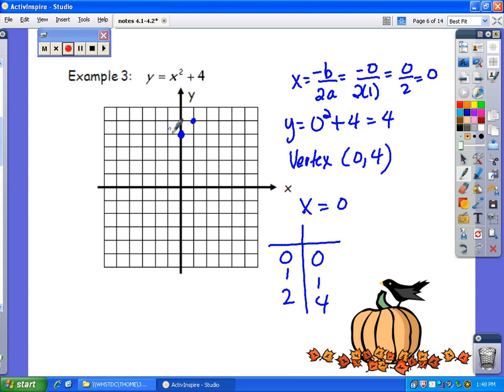We need points on the left, so we just reflect that point over our axis of symmetry. So here's our graph. Looks something like that, or looks exactly like that. Alright, so that's standard form. So basically you've got to memorize that formula: x is equal to the opposite of b over 2a. And then you're going to have to find enough points to be able to graph it.